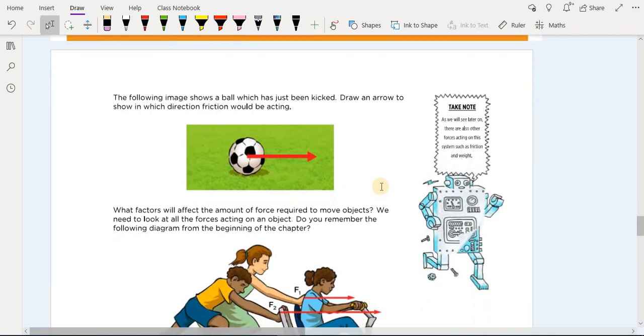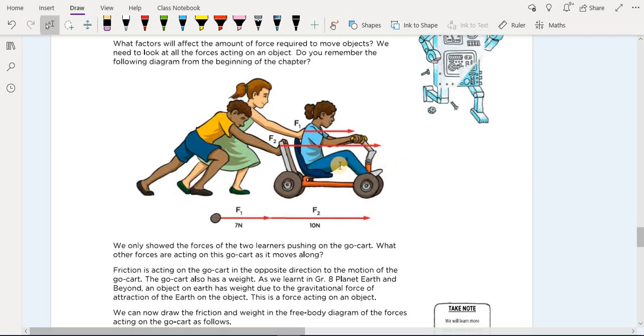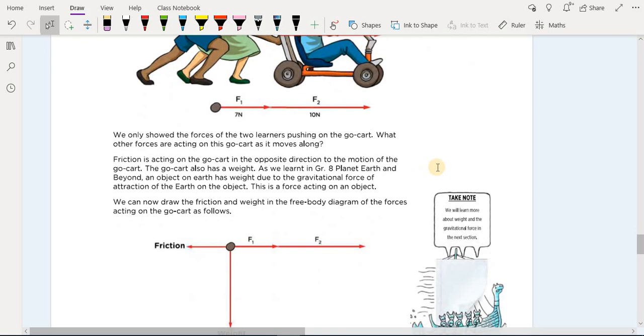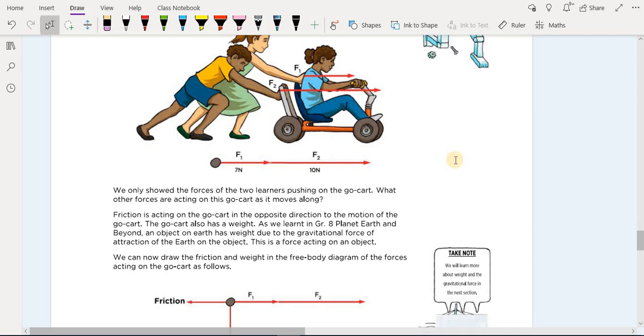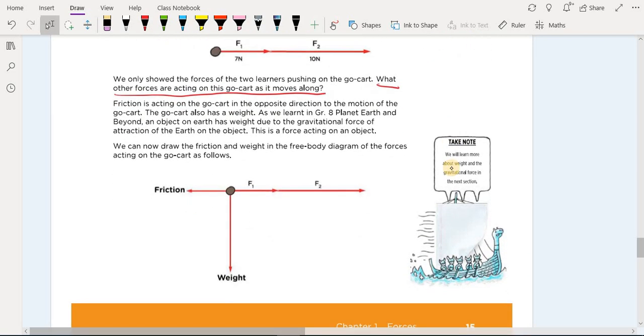Okay, so there was the example of the ball. We come back to the go-kart. You've got the two forces being applied by the two people pushing on the cart. And then there's a question, what other forces will be acting on this cart as it moves along? Well, the one force will be the force of friction, and the other force is the weight. This object here, or this dot, represents the go-kart.